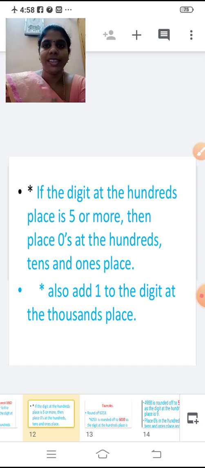If the digit at the hundreds place is 5 or more than 5, what you have to do? You have to place zeros at the hundreds, tens and ones place, and we are going to add 1 to the digit at the thousands place. We'll see some examples now, shall we?